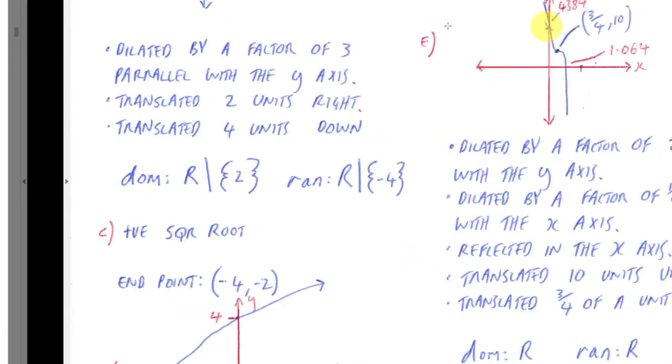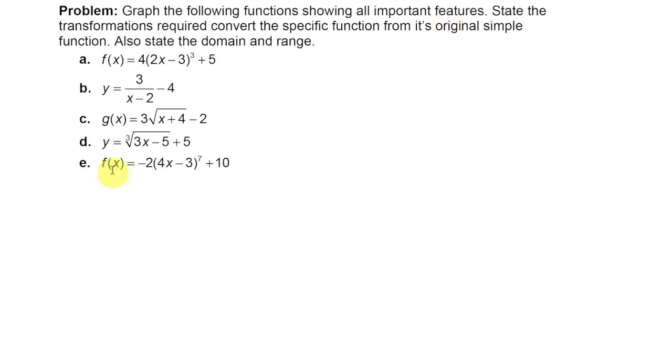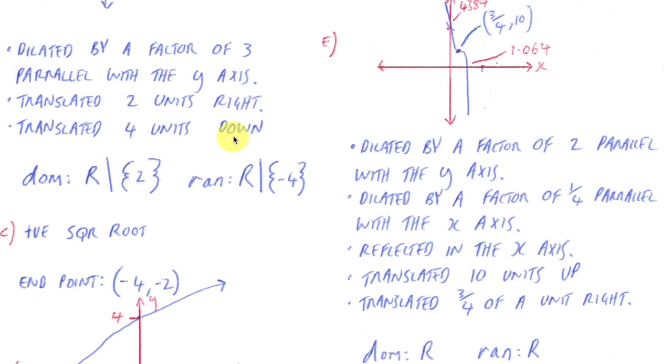Transformations. We are dilated by a factor of 2, parallel with the y-axis. We are dilated by a factor of 1/4, parallel with the x-axis. We are reflected in the x-axis. We are translated 3/4 of a unit to the right, and we are translated 10 units up. And that's described here.